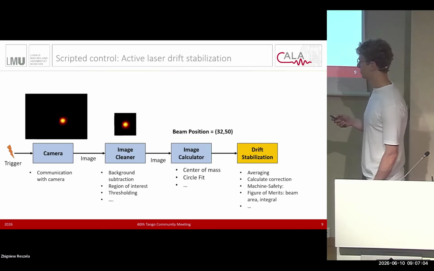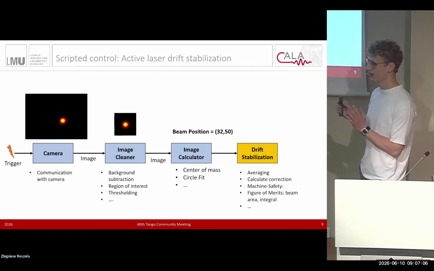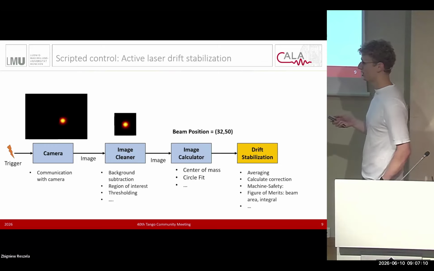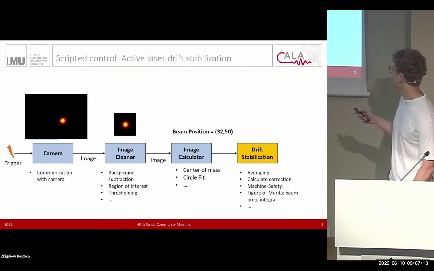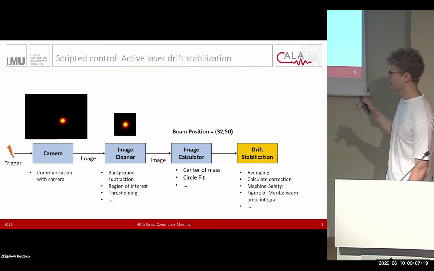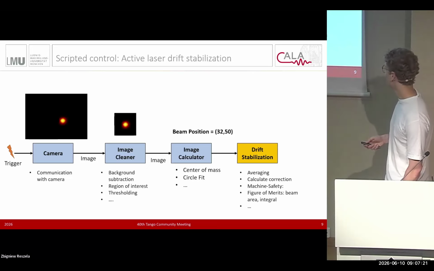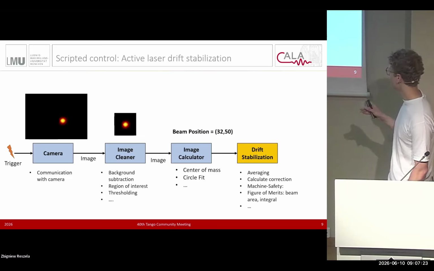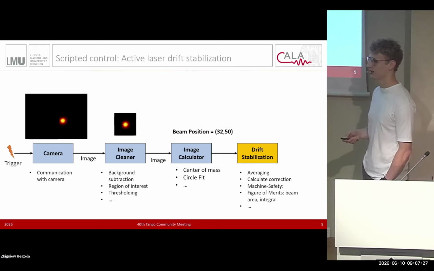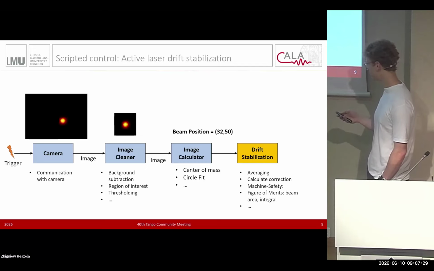and when you have those two positions, we have again another individual device which only takes those two positions. For example, it averages over multiple images, around 10, to account for noise in the beam movement. And if all safety checks are okay, then we actually calculate the needed correction movement.